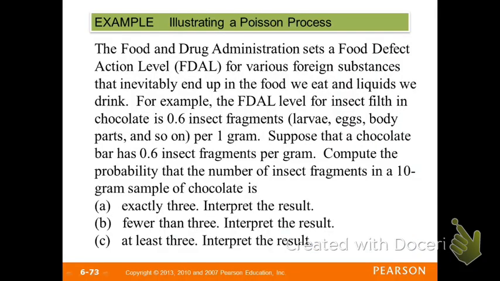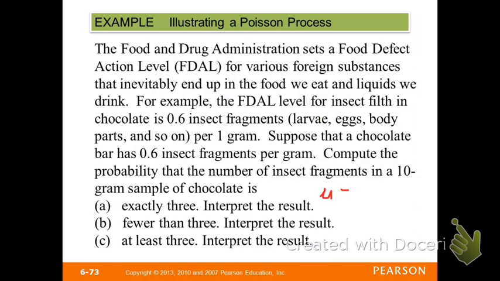Okay, so here we're back to that insect problem. So we've got 0.6 insect fragments per 1 gram. That's what the FDAL level for insect filth in chocolate is for this example. Suppose that a chocolate bar has 0.6 insect fragments per gram. Compute the probability that the number of insect fragments in a 10-gram sample of chocolate is. So what I do, for starters, let me write on here, is I think about mu.